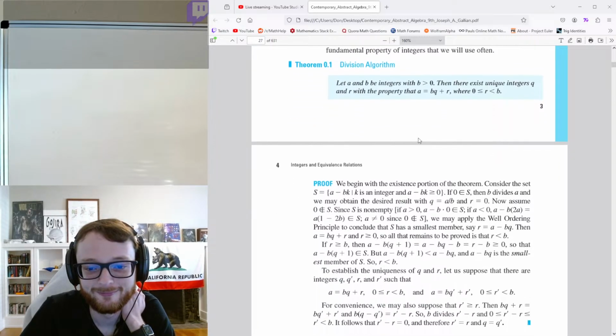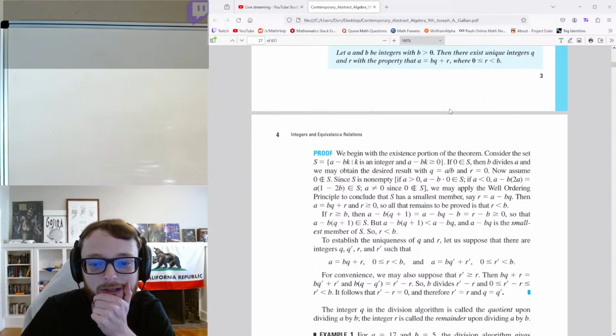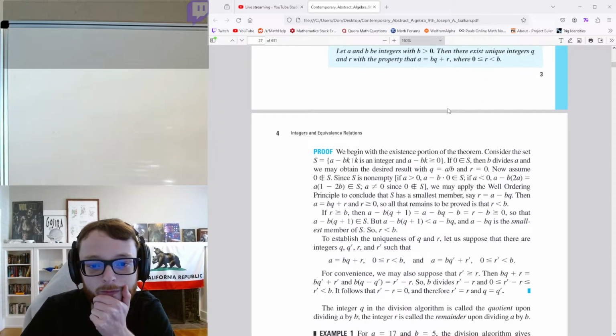Unique integers q and r. This is basically breaking out a division with remainders. The fact that it's unique, I haven't really ever thought about before.